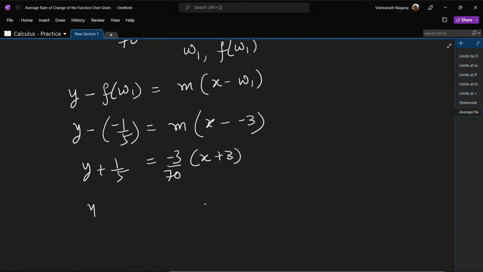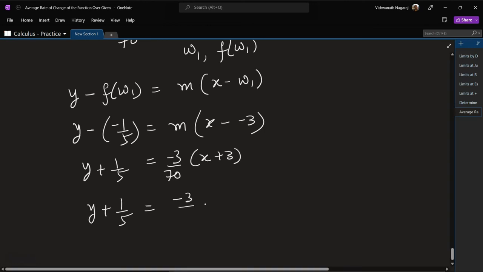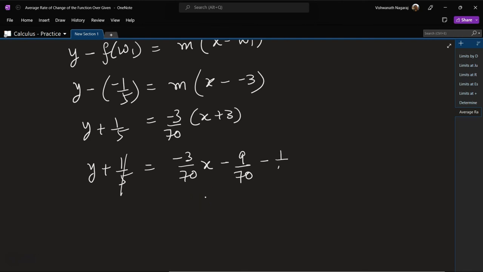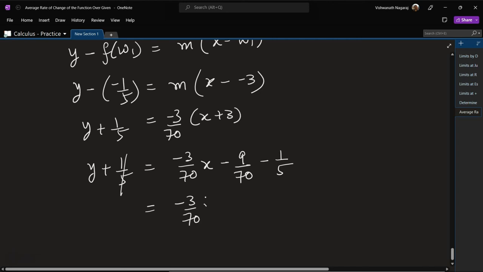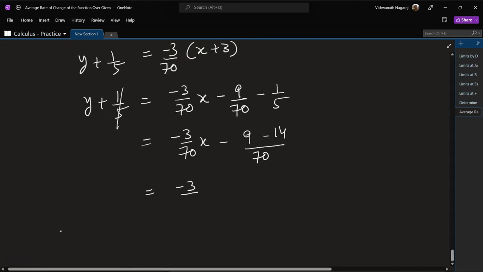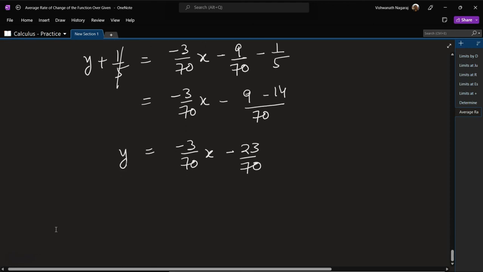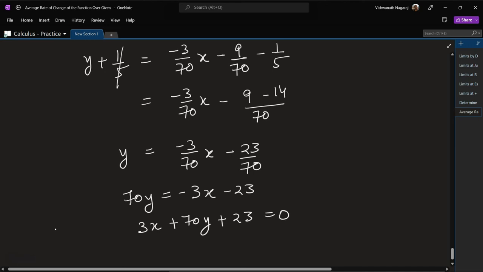Okay, so let's simplify this. y plus 1 by 5 is equal to minus 3 by 70 x minus 9 by 70. Moving it from here, this becomes y is equal to minus 3 by 70 x minus 9 by 70 minus 1 by 5, which is 14 by 70. This is equal to minus 3 by 70 x minus 23 by 70. If we want, we can simplify it by taking 70y to this side, so 70y is equal to minus 3x minus 23, and rearranging this we get 3x plus 70y plus 23 is equal to 0.